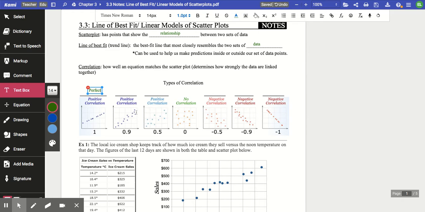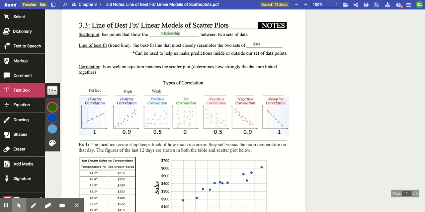In the next graph, this is considered a high positive correlation. So notice the data is not perfectly linear, but it does follow a linear pattern. As x increases, y increases. And this would have a correlation coefficient of 0.9. In the third graph, this would be considered a weak positive correlation. So there is some correlation that as x increases, y also increases, but it's not as close as the previous two. This would have a correlation coefficient of 0.5.